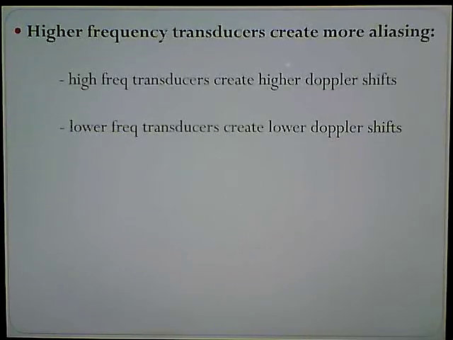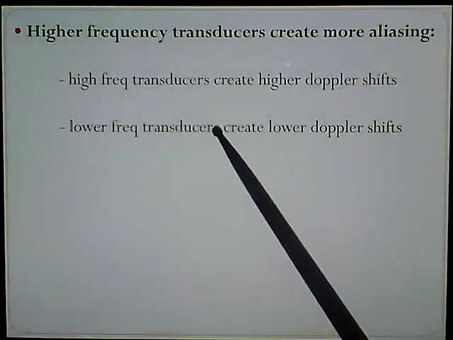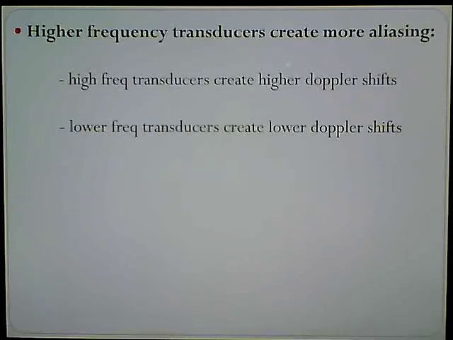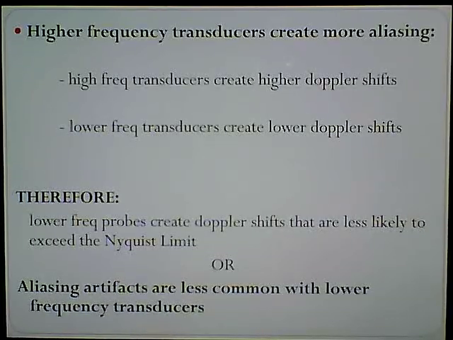Higher frequency transducers create more aliasing because they create higher Doppler shifts. Lower frequency transducers create lower Doppler shifts. Just high, high, low, low. Therefore, lower frequency probes create Doppler shifts that are less likely to exceed the Nyquist limit, so aliasing artifacts are less common with lower frequency transducers. That's the way you need to understand this, because that is very registry specific. These are just simple rules to follow.